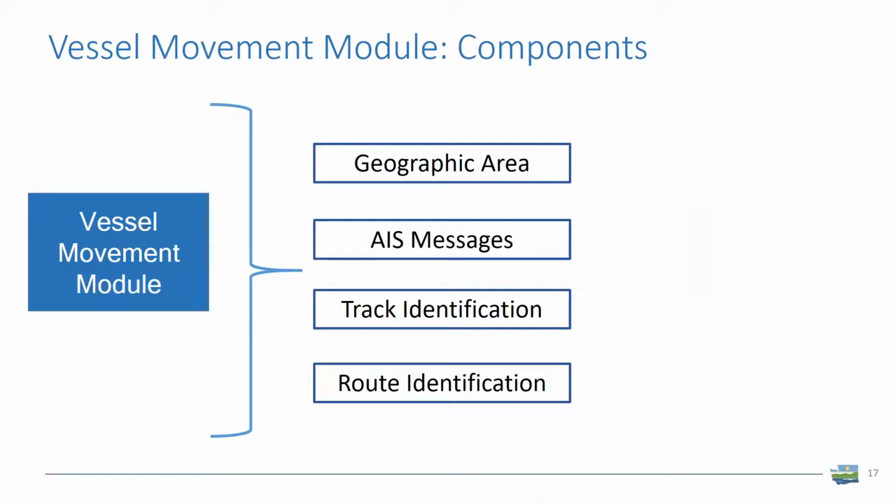To do this, in its most bare bones form, the vessel movement module needs four things. It needs a geographic area with boundaries that define where the model will simulate vessels. It needs actual AIS message data so we can build our simulation. It needs to be able to group those AIS messages into tracks. And a track is a series of sequential points with a start and end point. And then it must aggregate those tracks into routes. And a route is a collection of tracks with the same origin and destination. There are some additional components of the vessel movement module that will help it go beyond this basic structure, but we'll touch on those a little bit later.